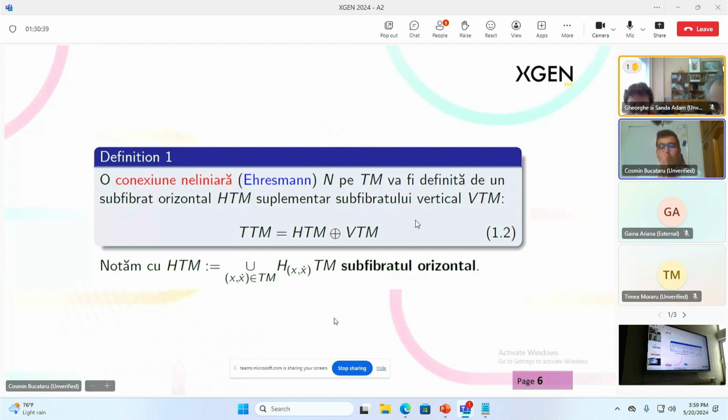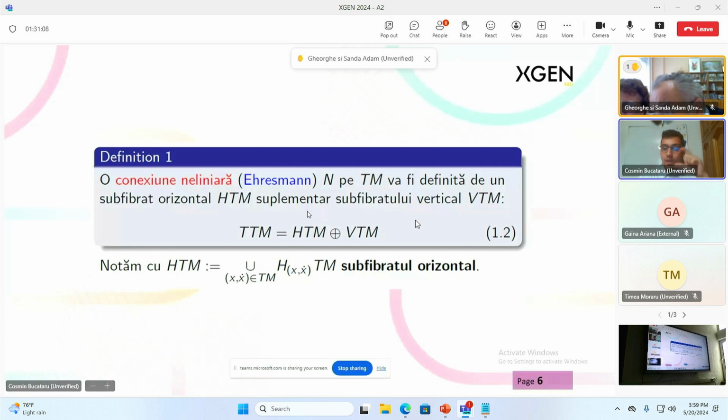But how do we introduce the nonlinear connection concept, or the Ehresmann connection, as it is alternatively called? The Ehresmann connection is defined alternatively by the horizontal subbundle. And we need this decomposition of the double tangent bundle. And why do we need the horizontal decomposition?